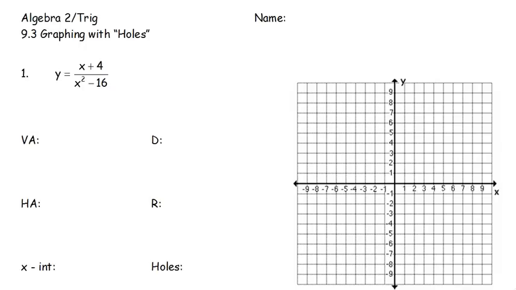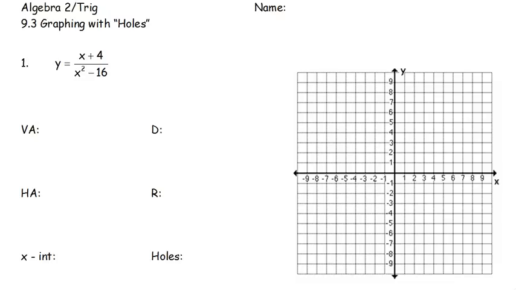Today we are looking at 9.3 and we are still continuing on with our graphing, except this time we're going to graph those rational equations with holes in them. So let's go ahead and start and see what these holes are all about. For number 1, we've got y is equal to x plus 4 all over x squared minus 16.